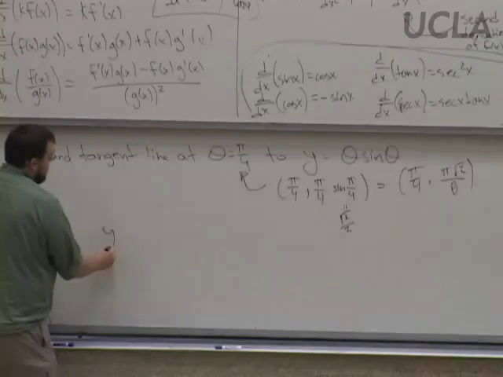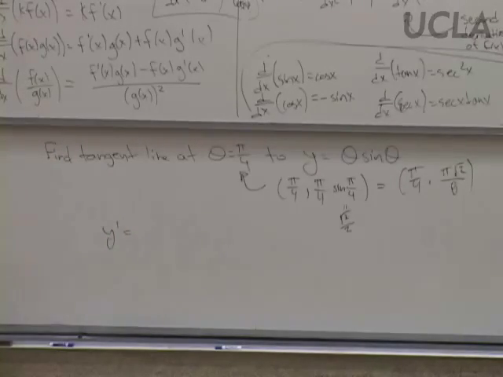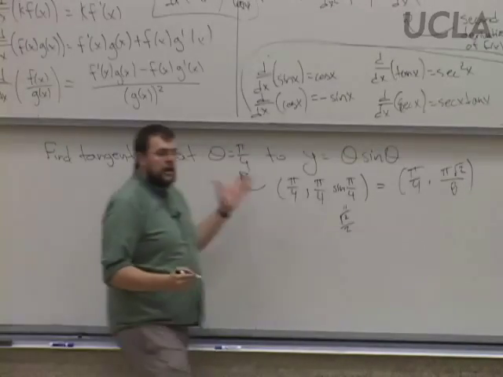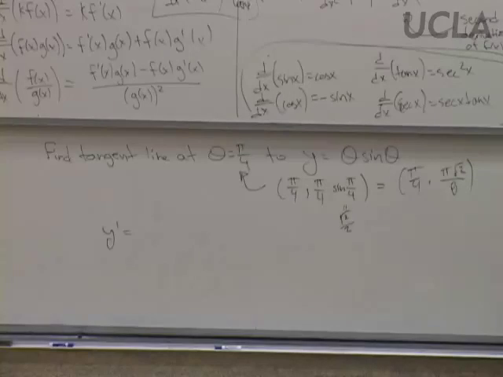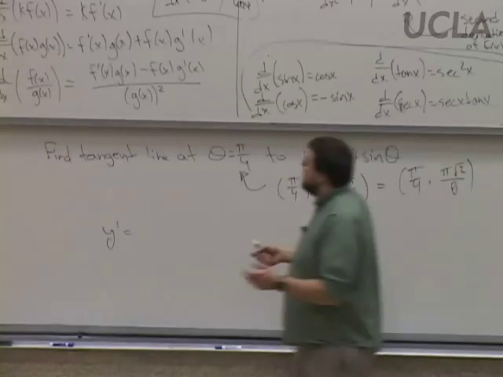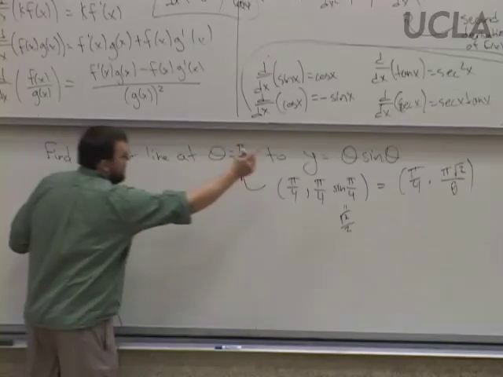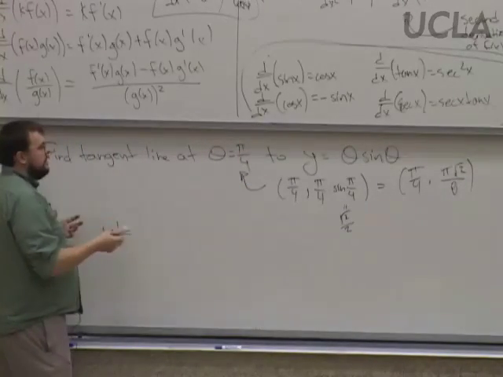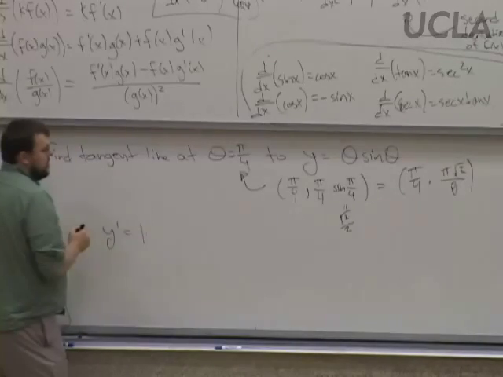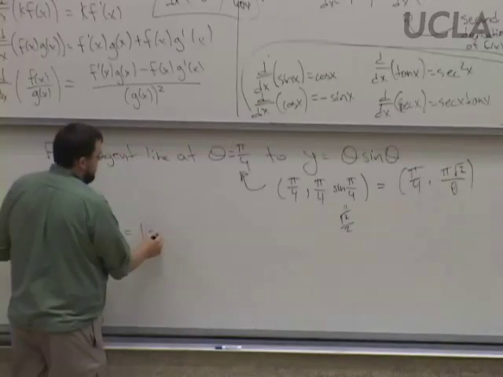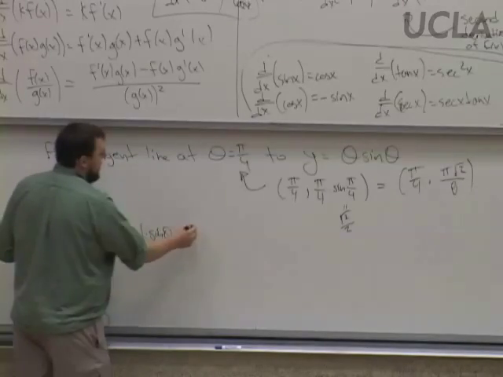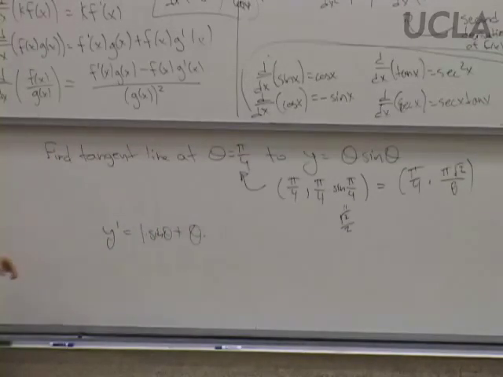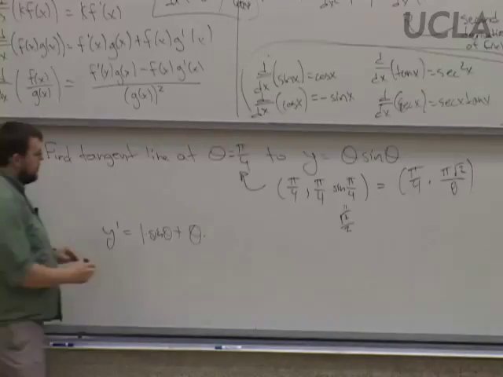So y prime. What rule are we going to use? We're going to use the product rule, right? Because what do we have? We have two functions, theta and sine theta, and they're multiplying together. Whenever you see two functions multiplying together, we're always going to use the product rule. So we take the derivative of the first function, theta. If I take the derivative of that with respect to theta, that's simply 1, times the function sine of theta, plus theta times the derivative of sine theta. What's the derivative of sine theta? Cosine theta.